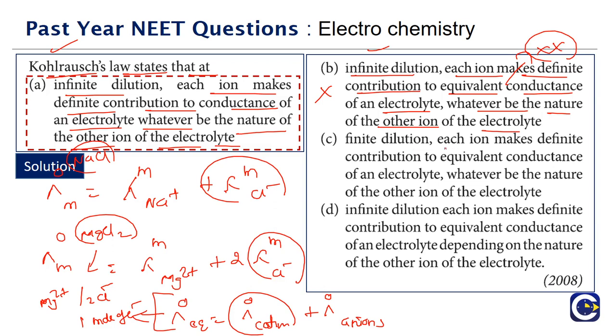Look at option C, finite dilution, gone. Why? Because the Kohlrausch law itself is talking about the infinite dilution. Option D, infinite dilution, each ion makes definite contribution to the equivalent conductance of the electrolyte depending upon the nature of the other ion. No, that is wrong. It does not depend upon the nature of the other ion.